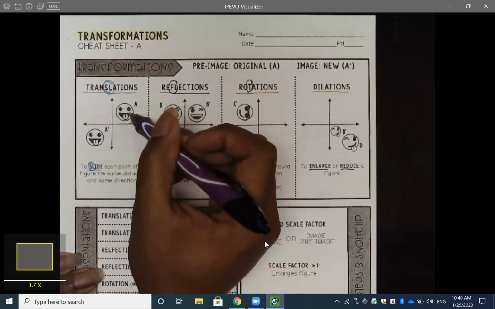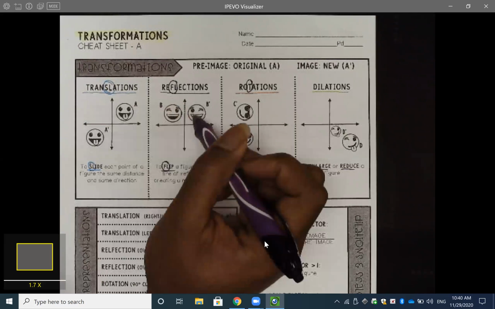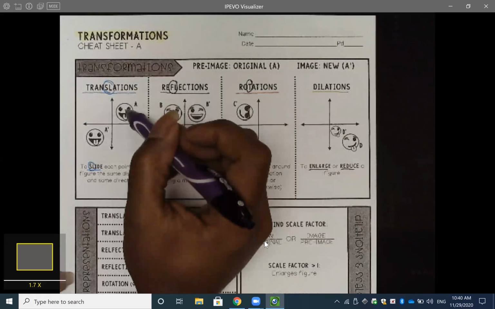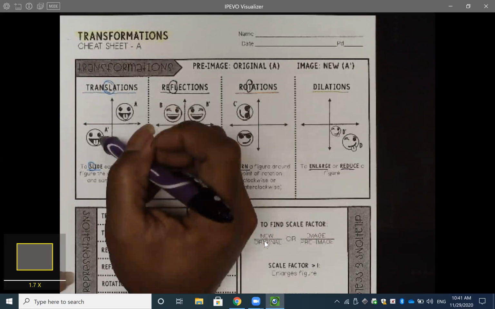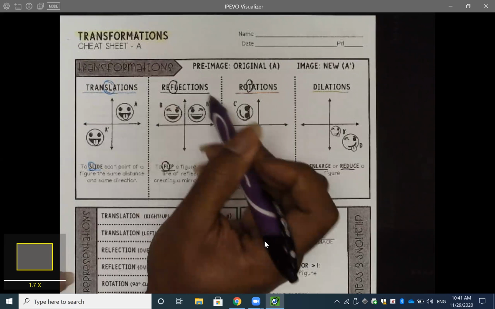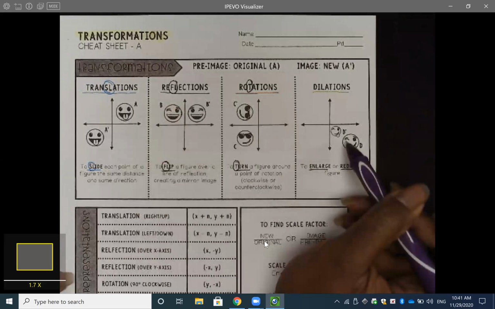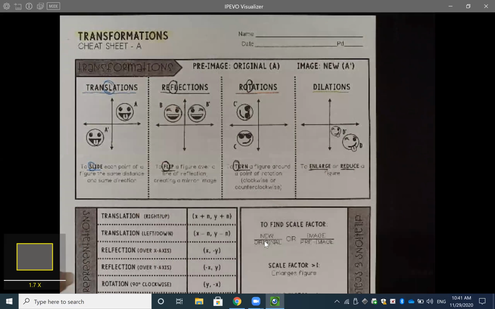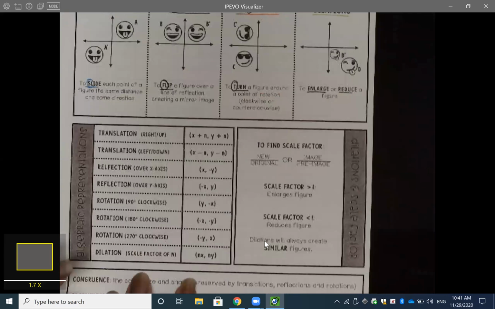It was the pre-whatever: pre-slide, pre-flip, pre-turn. Before you did anything, this is what you started with. And then you move to this one. You started here and moved here, started here and turned here. And then you started with the bigger one and reduced to the smaller one here. Okay, next we're going to go to our rules.